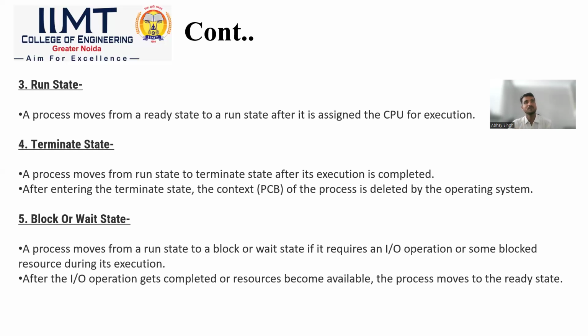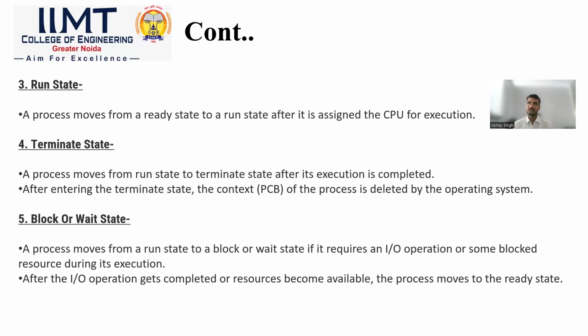A program can move from any state of the main memory, such as the ready state, waiting state, suspend wait state, or running state, to the terminate state. But when the program execution is completed, the program moves from the running state to the terminate state. After entering the terminate state, the context or process control block of the process is deleted by the operating system.